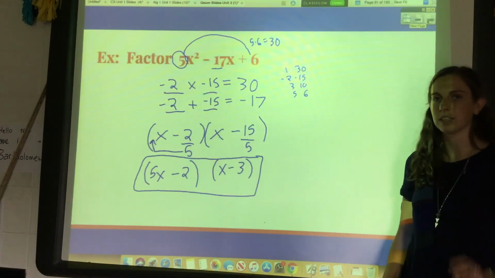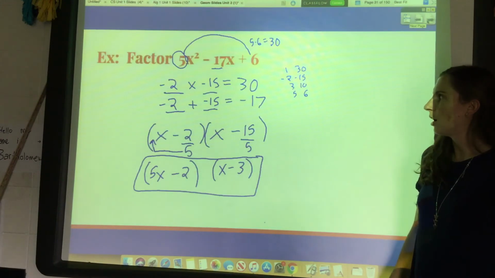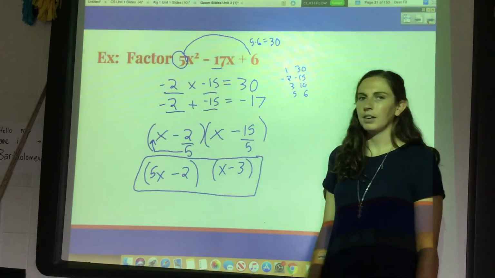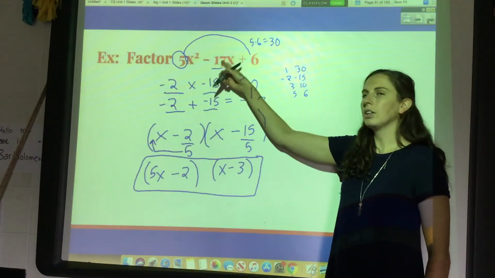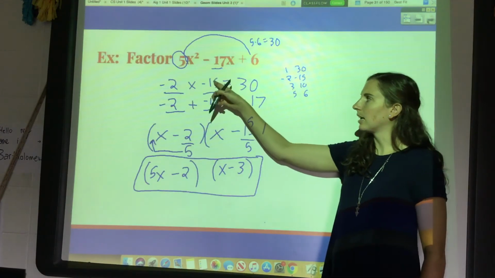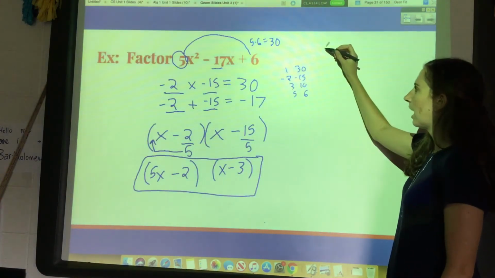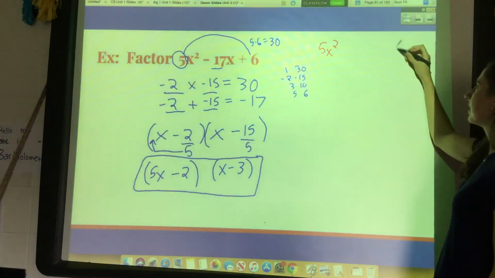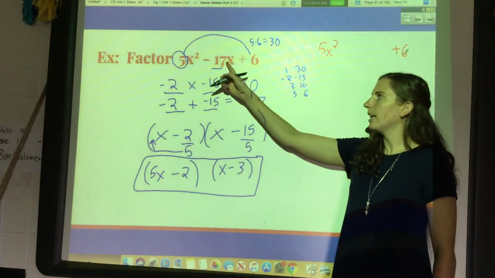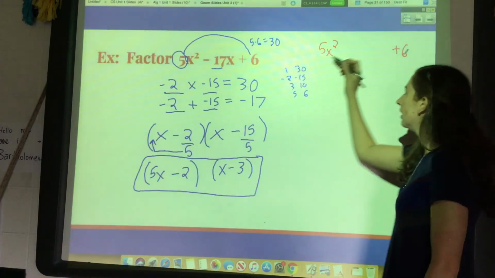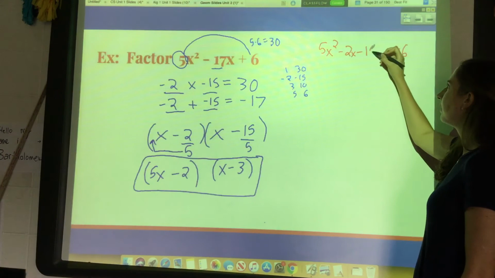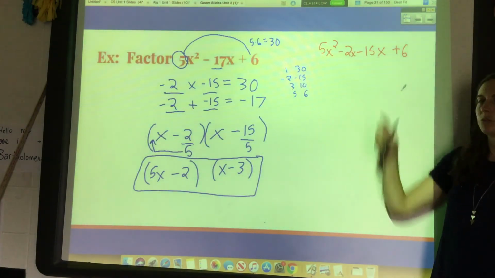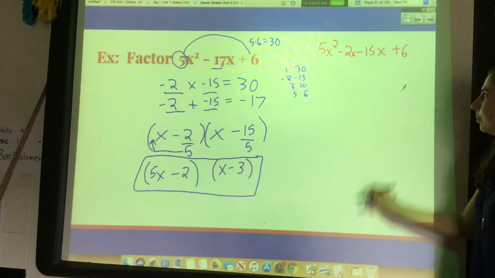Let's do this one. This was the second example from the other video. Again, rainbow, set up the puzzle, but once you find those 2 numbers, if you want, you could just split up the middle term into negative 2x and negative 15x. So like 5x squared stays the same, and plus 6 stays the same, but split this using those 2 numbers you found, negative 2x and negative 15x. So negative 17 just split into these 2. And then do grouping method.